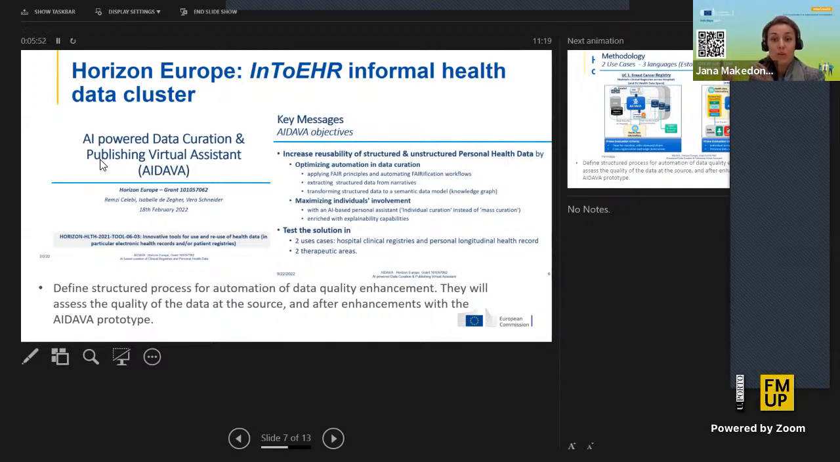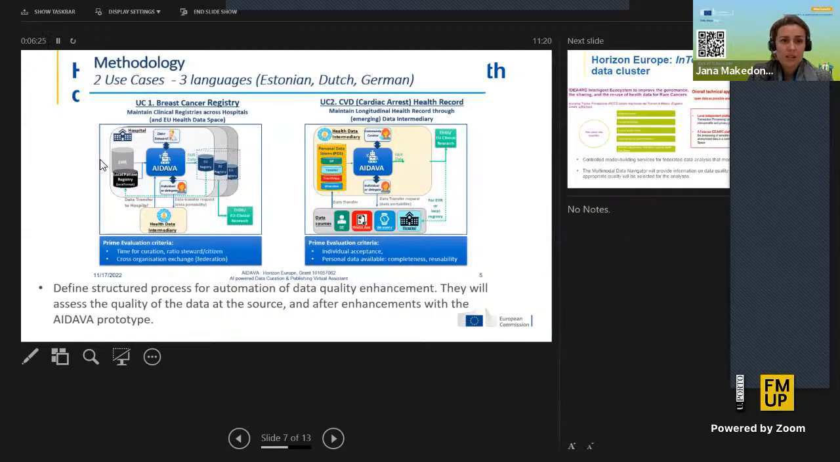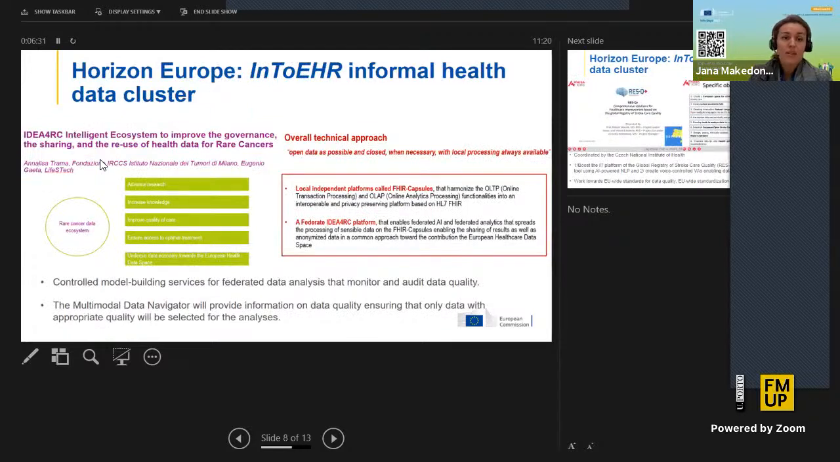One about personal longitudinal health records, so that's something you may have heard about the concept, and work on hospital registries into the therapeutic areas. So they focus on breast cancer and cardiovascular disease. And the work they do on data quality is they want to do data quality enhancement through their IDAVA prototype. They want to have a structured process for the automation of this aspect and compare the data at the source with the enhanced data that their prototype is actually producing. Now, these are the two use cases, just to mention. Another interesting project focuses on rare cancers.